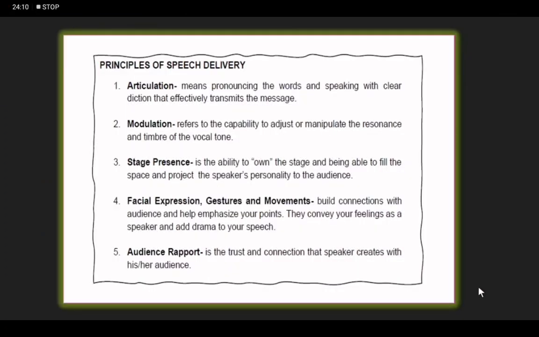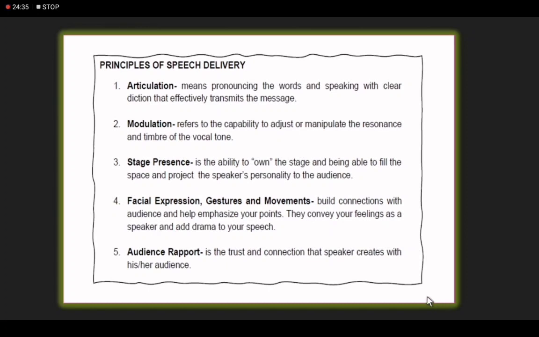Now, here are the principles of speech delivery. Number 1, articulation. You need to pronounce the words and speak with clear diction that effectively transmits the message. Number 2, modulation. This is your capability to adjust or manipulate the resonance and timbre of the vocal tone.